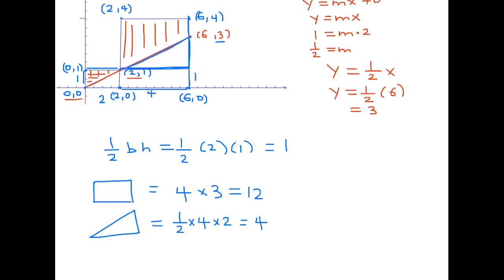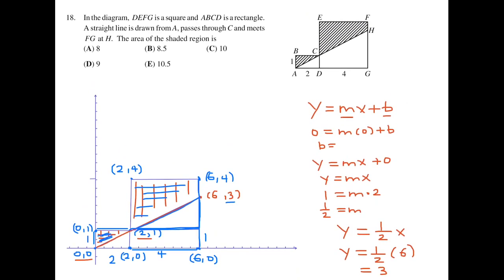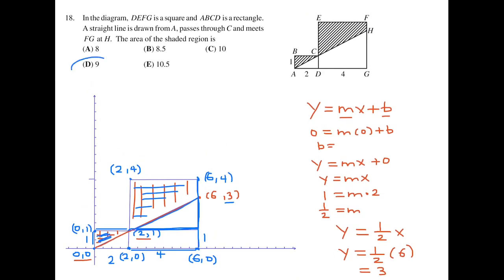So therefore, the area of the shaded region will be the area of the rectangle, which is 12, minus that triangle, which is 8. So the first shaded area, which was in here, is 1, and the second shaded area in here was 8. So therefore, the total is 1 plus 8, which is 9. So the answer is 18. The answer is D.